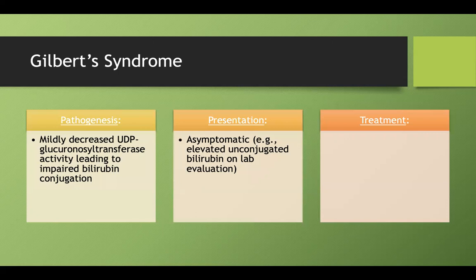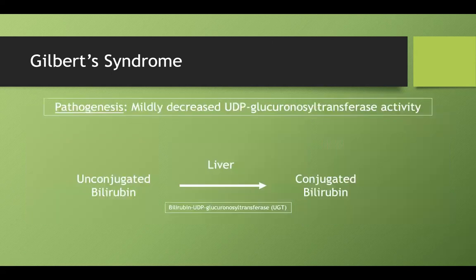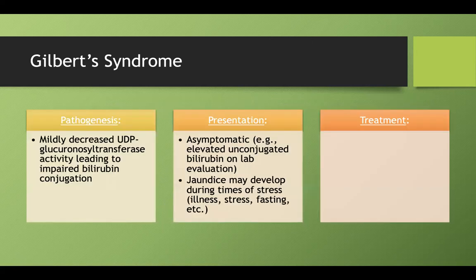Most of the time, Gilbert's is asymptomatic. You're just going to find a mildly elevated unconjugated bilirubin if you did lab studies. Going back to our slide, because the UGT activity is mildly decreased, you can get a buildup of unconjugated bilirubin. This usually doesn't happen all the time. More often you'll notice it during times of stress. So if somebody's stressed, like they're sick or they're studying for a big exam or they're fasting, you're going to get more of a buildup of that unconjugated bilirubin, and it might present clinically with signs like jaundice because of that bilirubin buildup. Fortunately, this is a benign condition, so you just have to reassure them and let them know about the condition moving forward.